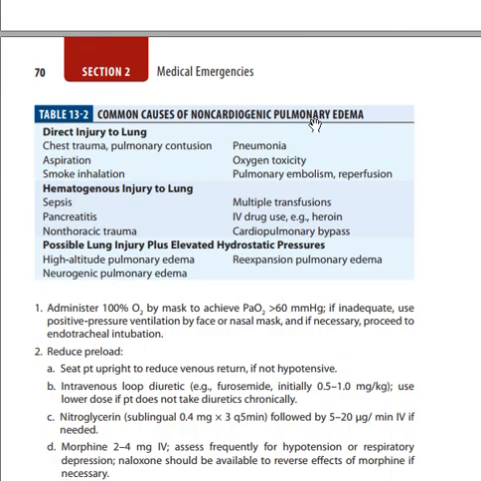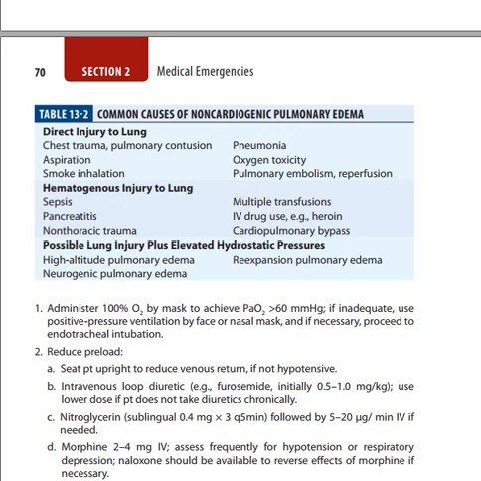So what are the common causes of non-cardiogenic pulmonary edema? Non-cardiogenic pulmonary edema can be from direct injury to the lungs, from hematogenous injury to the lungs, or from possible lung injury plus elevated hydrostatic pressure. Direct injury to the lungs may be chest trauma, aspiration, smoking, pneumonia, oxygen toxicity from excess oxygen, and pulmonary embolism.